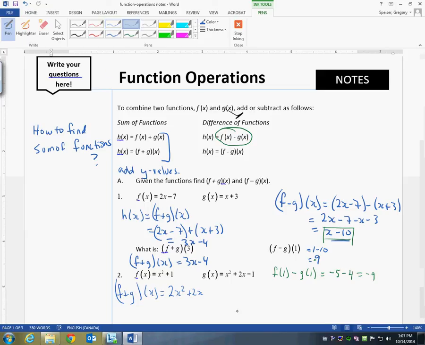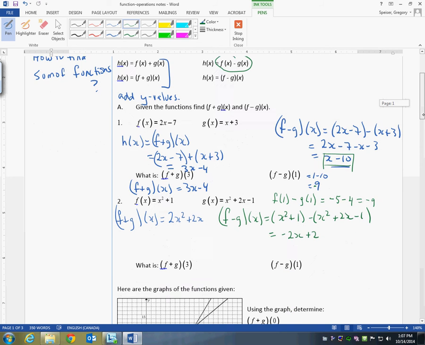I'll switch to green for the difference here, so f minus g at x. I've got to be a little bit careful, so I'll write it out here. x squared plus 1 minus left parentheses x squared plus 2x minus 1. So my x squareds cancel each other out, I'm going to get a minus 2x plus 1 plus 1, which is 2. And so there is my answer. Okay. Let's scroll down here.